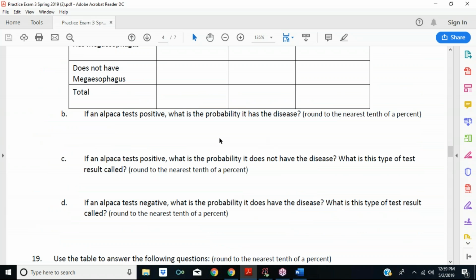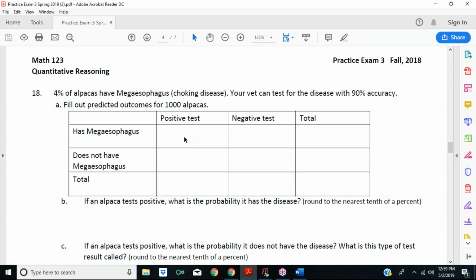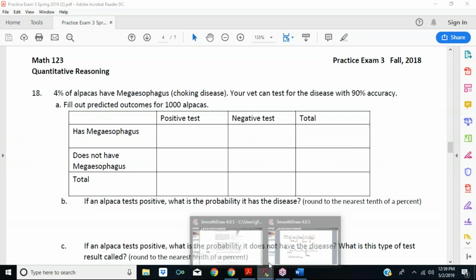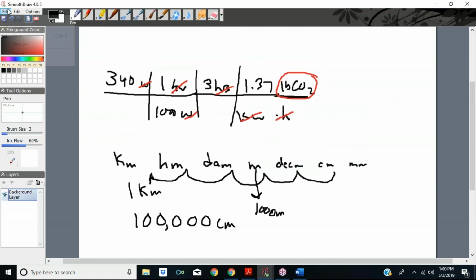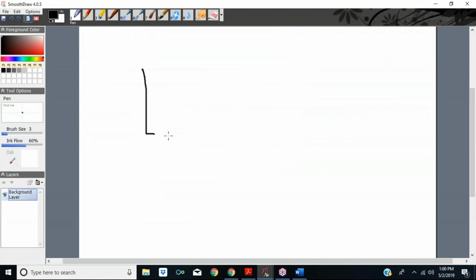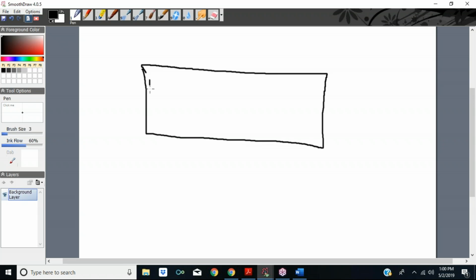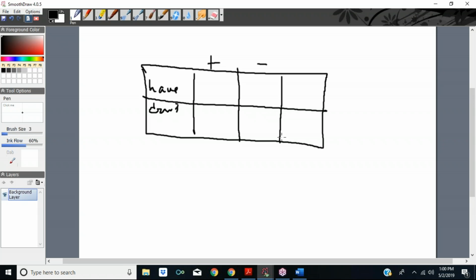So Stephanie asks about number 18. Yeah, the problem I have here is that this is a PDF, so I can't actually type in it. But let's take a look. So just of where numbers would go. So down in the bottom right is where the 1,000 would be. It says 4% have this disease. Let me see if I can draw this. Have the disease, don't have the disease, positive test, negative test, and then the totals.